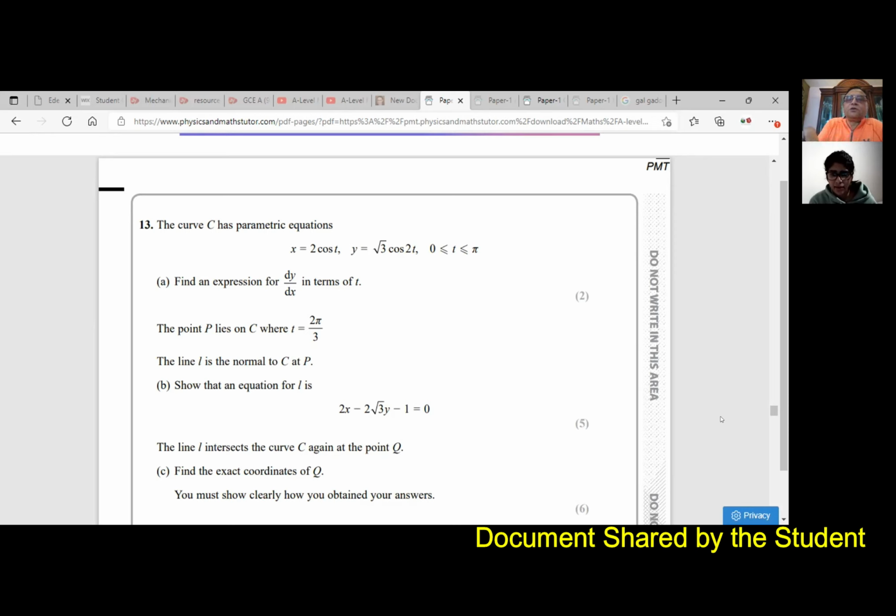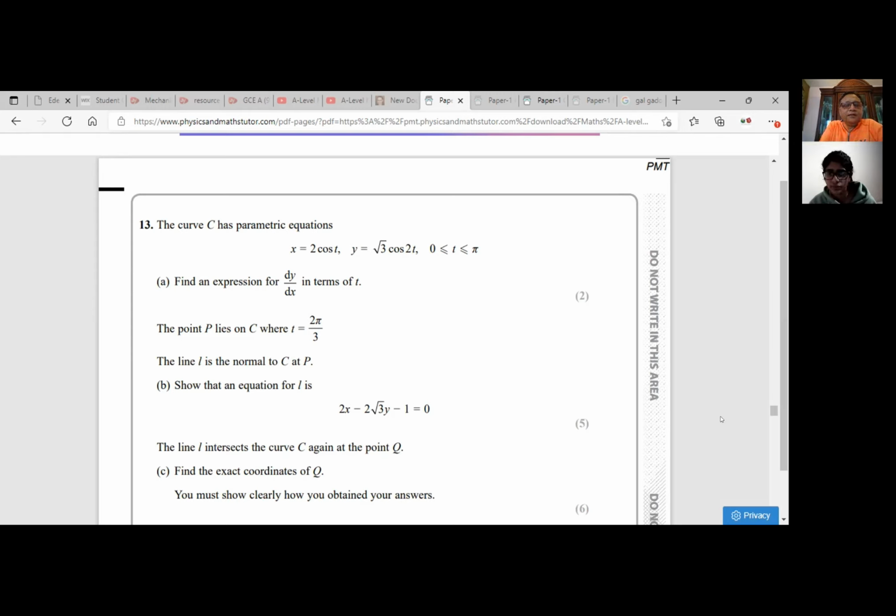Now, let us look into the question. Can you please read the question? Yeah, so the curve C has parametric equations x equals 2 cos t and y equals root 3 cos 2t, where t is between 0 and pi, both included. Part A. Find an expression for dy/dx in terms of t. Correct. In terms of t.